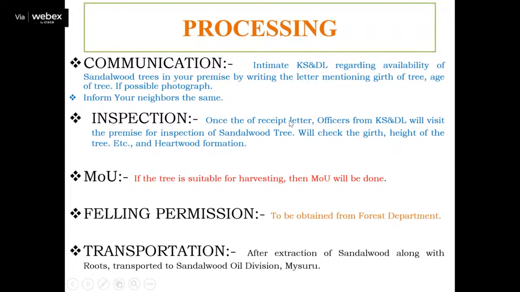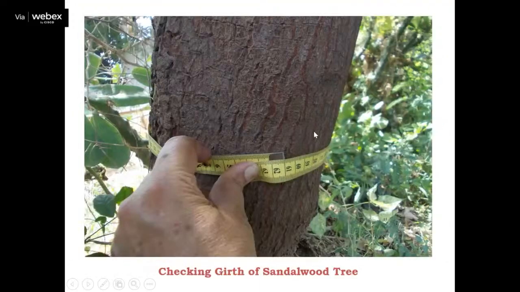and heartwood formation. If the tree is suitable for harvesting, then an MOU will be entered between the farmer and KSDL. Once the MOU is done, the felling permission should be obtained by the farmer from their nearest forest department for harvesting or cutting. Once it is harvested, the wet rough wood is transported to the Sandalwood Oil Division, Mysore, by the farmer. And this is the picture of testing the girth of the sandalwood tree, the diameter of the sandalwood. It should be a minimum of 60 centimeters.